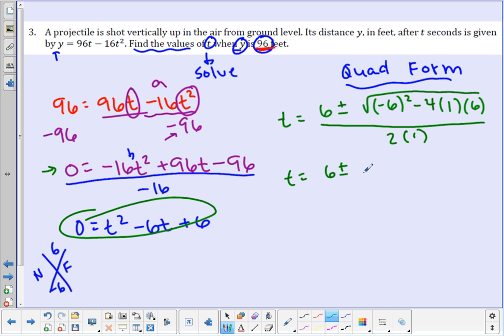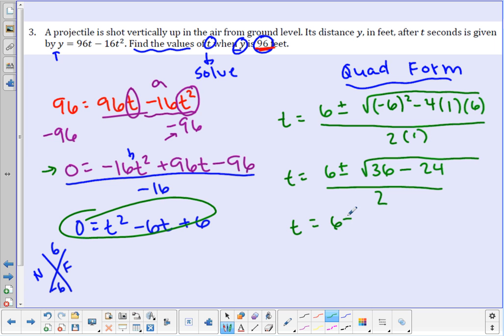I'll take you guys through this quadratic formula so you can see me do one of them. The negative 6 squared is positive 36. Be sure when you plug that into your calculator that you put parentheses around it. We all know that a negative times a negative is a positive. Then minus 4 times 1 times 6, which is 24, all over 2 times 1, which is 2.